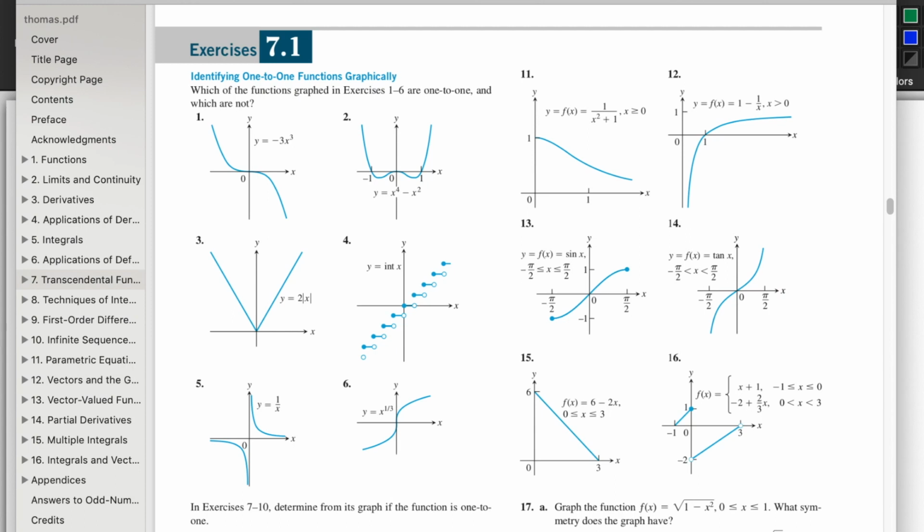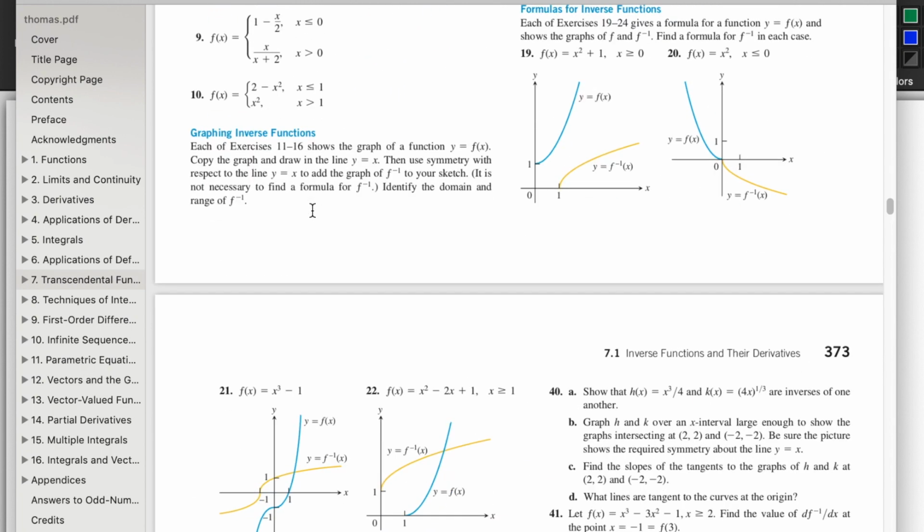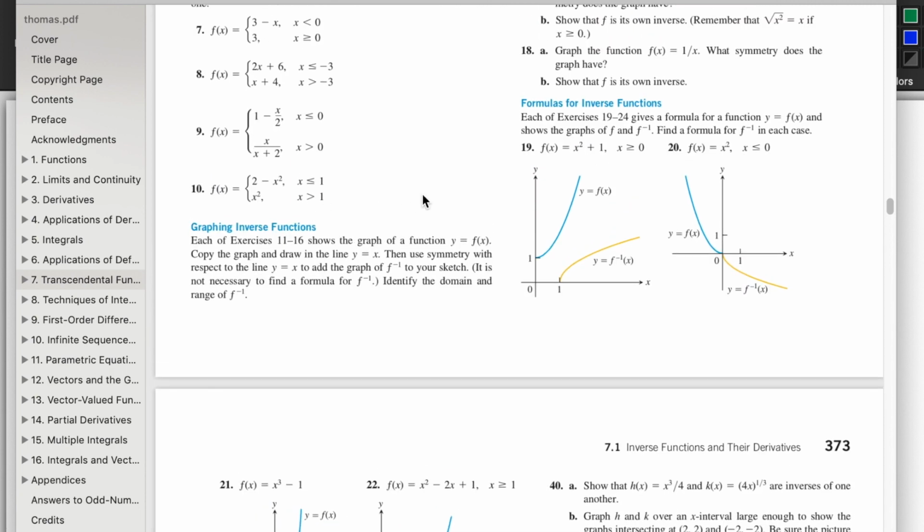Today we'll solve some problems related to finding the inverse. They're from the Thomas Calculus book, chapter 7, exercises in 7.1. Let's jump into the first problem, which is problem number 19. We need to find the inverse of. Let's start writing.